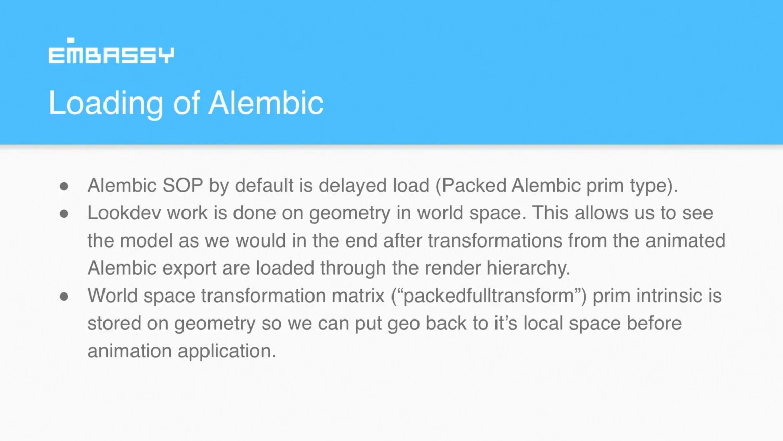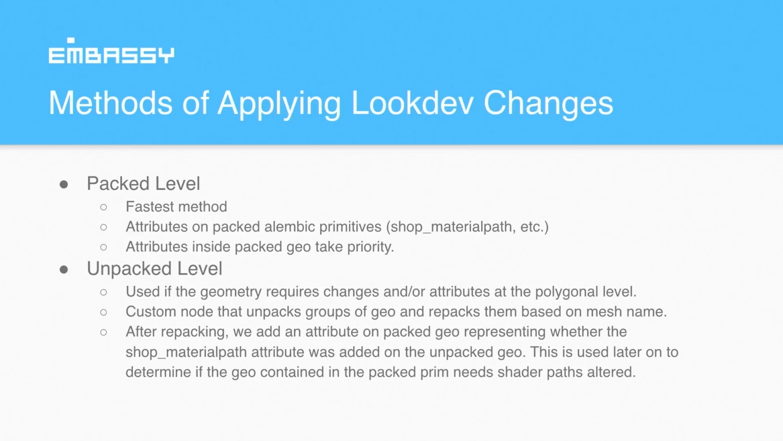LookDev work is done on geometry in world space. This allows us to see the model as we would in the end after transformations from the animated Alembic export are loaded. And then the world space transform matrix, we copy that also from the packed Alembic type, because when you unpack it, if you do have to do some geometry work, once you pack it again and it becomes just a Houdini packed prim, you lose that information. So we're basically storing that so that we can keep it.